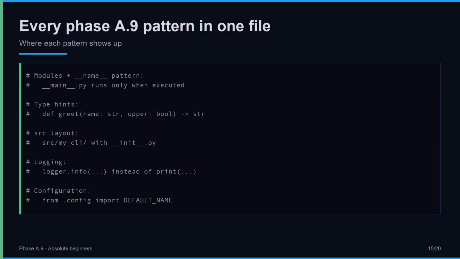Pause and recognize every pattern. The __name__ pattern at the bottom of Dunder main means the file only runs main when executed directly. The type hints on greet and parse name make the signatures readable. The src layout with __init__.py marks the package. The logger.info calls replace print throughout the program. The config module reads environment variables in one place. Every idea from phase A.9 has a clear home in this small project. Every pattern has a home.